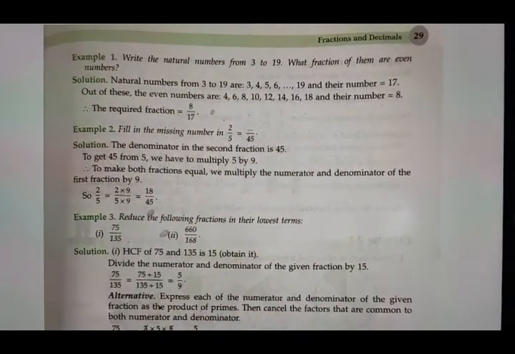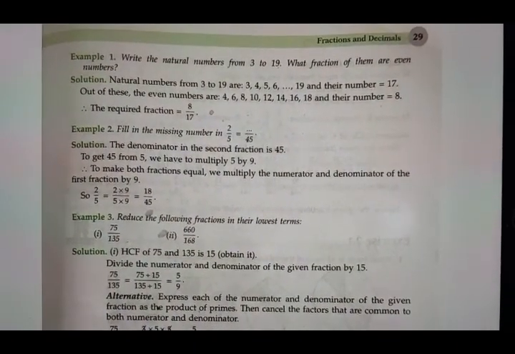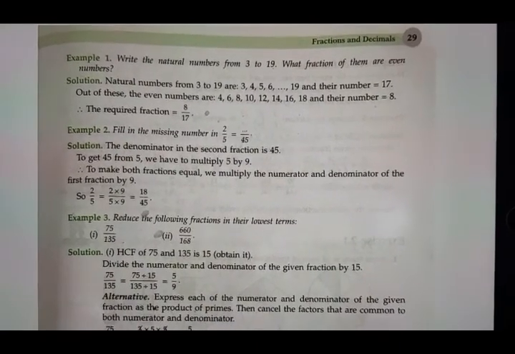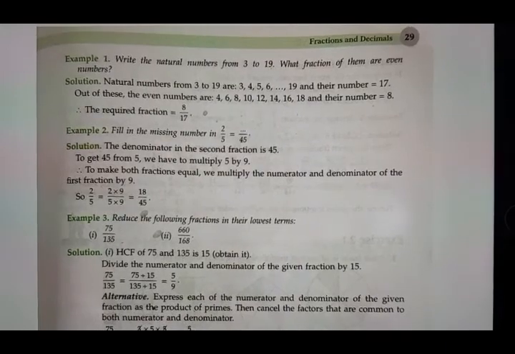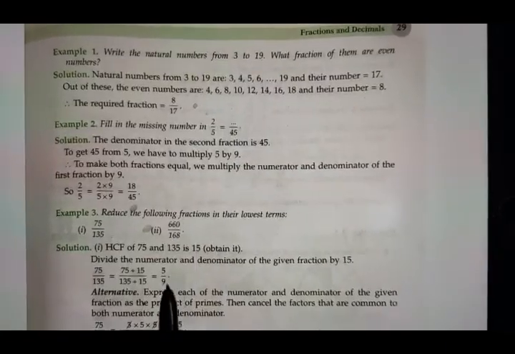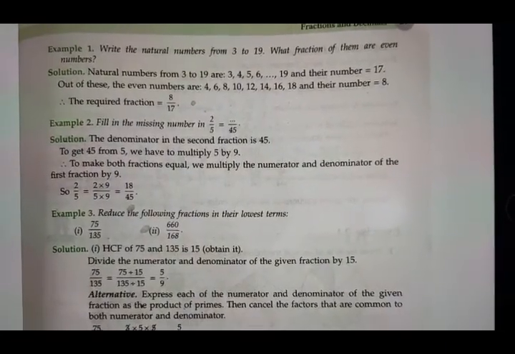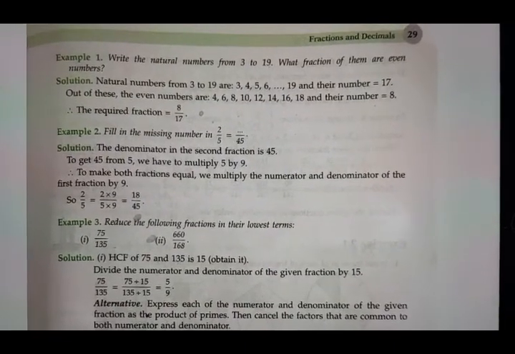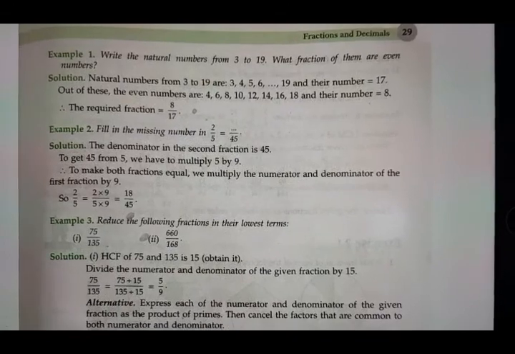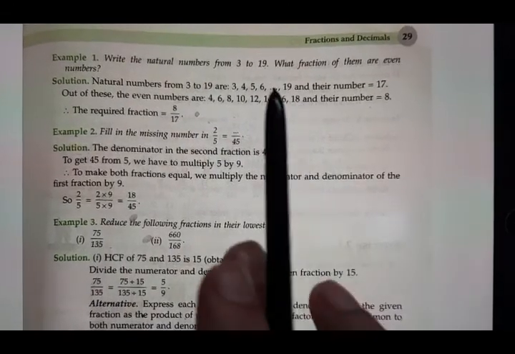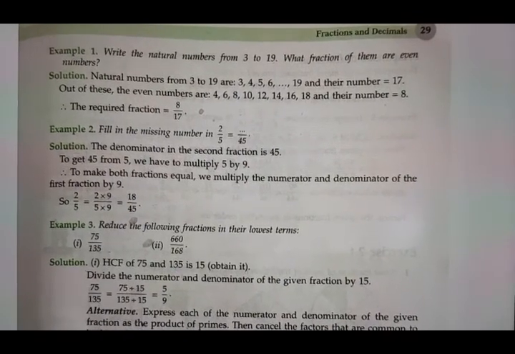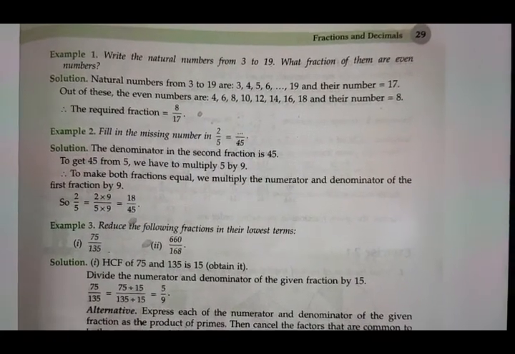Write the natural numbers from 3 to 19 and what fraction of them are even numbers. So first you write the natural numbers from 3 to 19 and then you find the even numbers. We have 4, 6, 8, 10, 12, 14, 16, 18. And if you count them, these are 8 numbers. So 8 upon 17, because the total number from 3 to 19 is 17, when you count them. So the fraction is 8 upon 17.